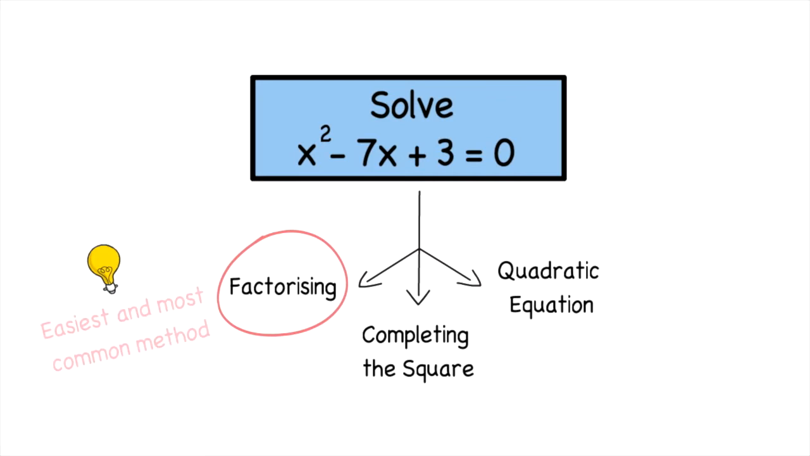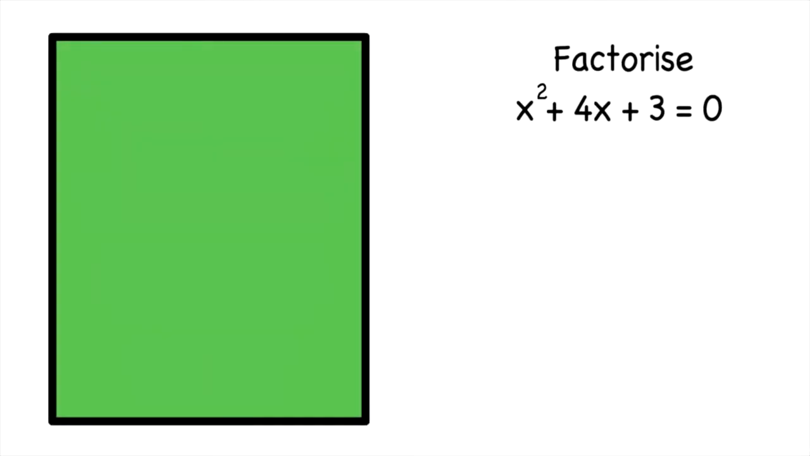Factorising should always be your first port of call. It's the easiest and quickest, and I would suggest that if you're trying to prioritise modules to learn, factorising should be one of the first. Let's go through the different steps using a worked example.